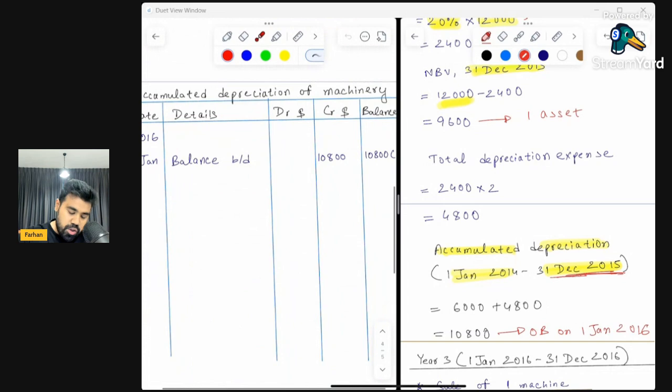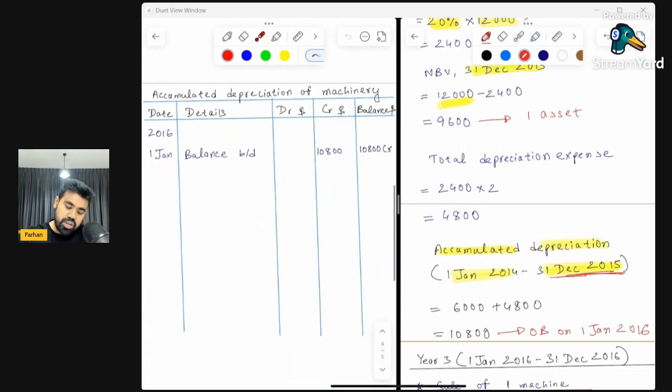Here I've got the accumulated depreciation ledger account, all right? And you can see that on 1st of Jan 2016, I've got the opening balance of 10,800 on the credit side, because accumulated depreciation of machinery by default is a contra asset account, and all contra asset accounts by default should have an opening balance on the credit side. What's the meaning of a contra asset account?